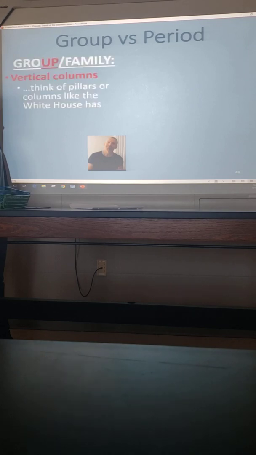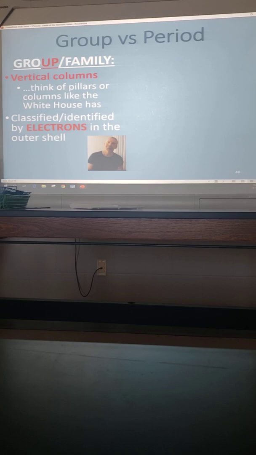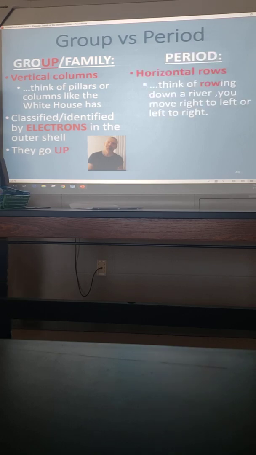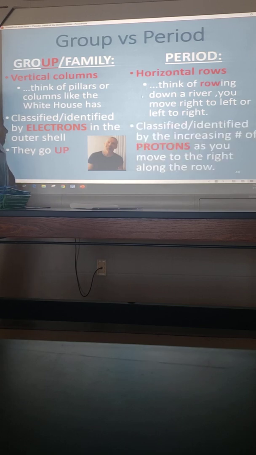Okay. And so you can think of the groups and families as the vertical columns, kind of like the pillars or columns on a White House, and they're classified by electrons. They go up. Our periods are the horizontal rows. If you think of rowing down a river, you're going to row left to right. You're not rowing up and down, right? That wouldn't make sense. So rowing down the river, horizontal, and we classify these by protons.